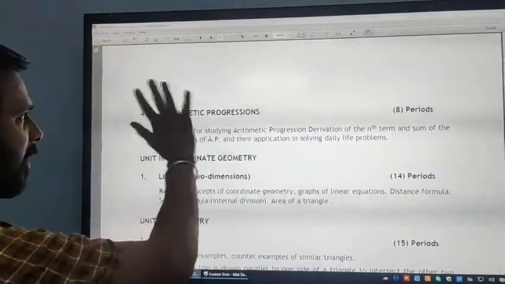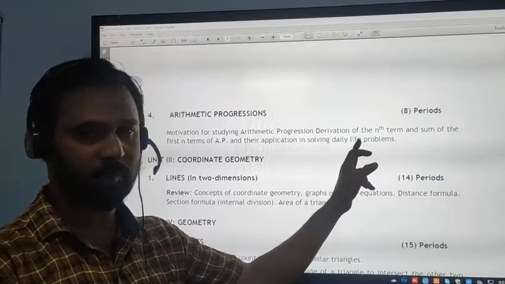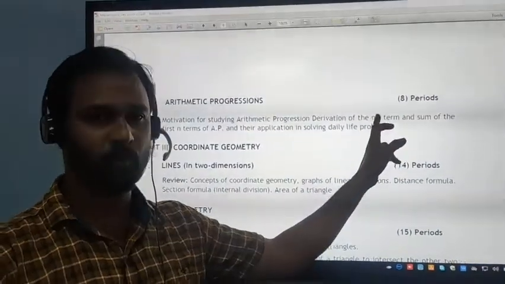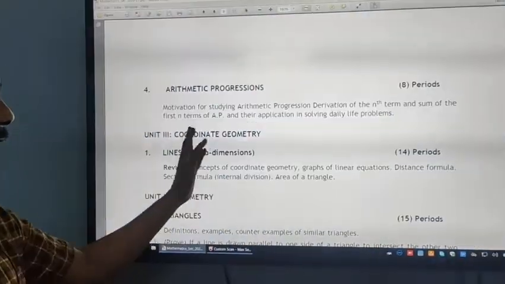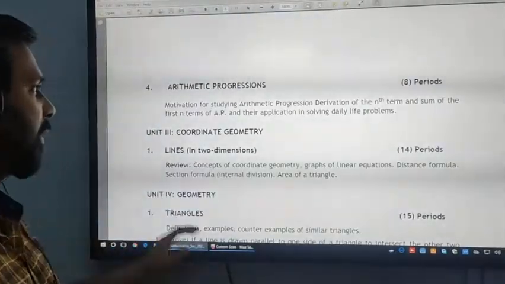So in arithmetic progression you will find what arithmetic progression is, what the nth term or general term is, sum of n terms and their applications in solving problems.